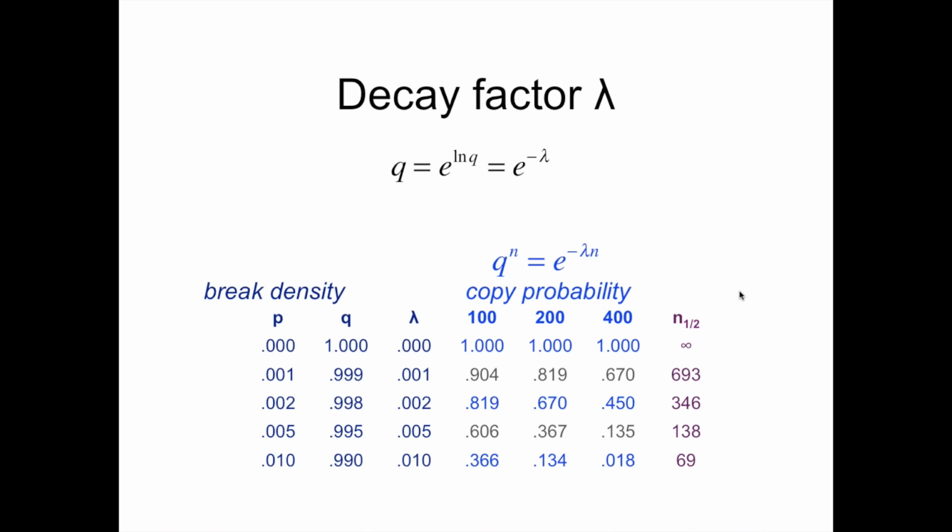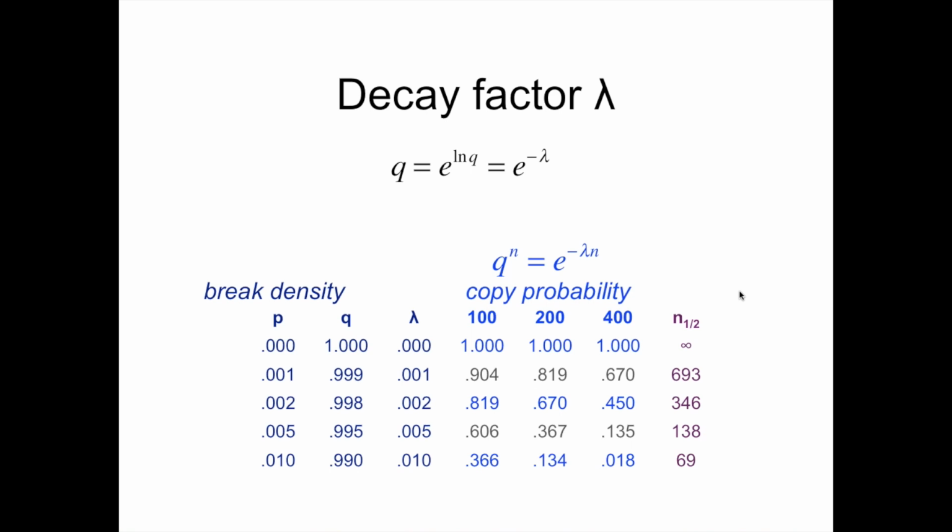And if we want to see how breaks occur, what we really want to understand is how this break density P translates into the copy probability. So the copy probability is Q to the N, which is the same as the decay function, e to the minus lambda N. And let's take a look through this table and see what happens.